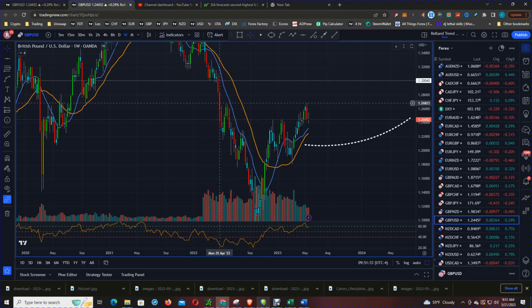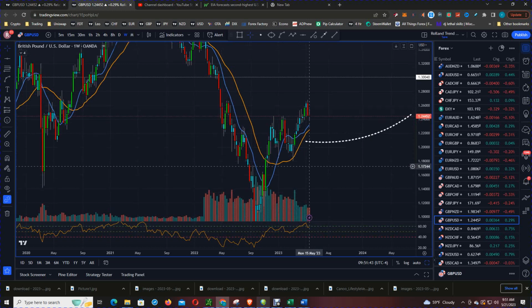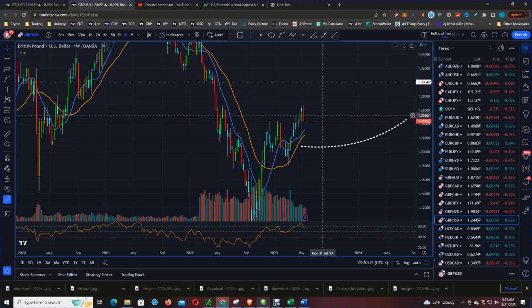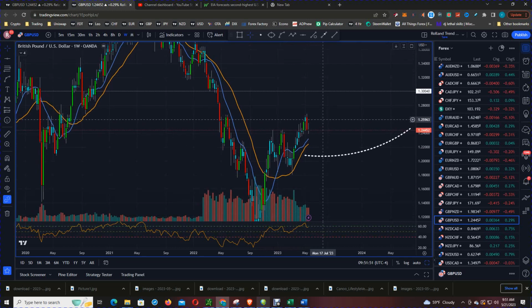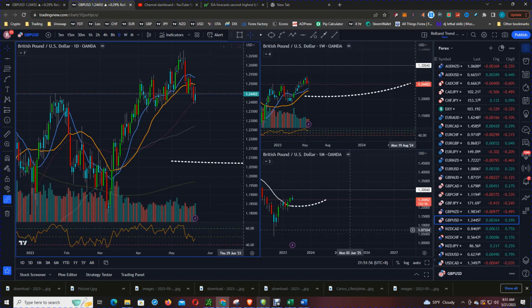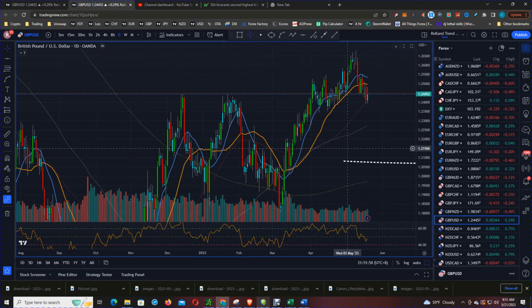Again, there are no sellers in sight above the 1.2688. All right, so we're looking to go long as our moving averages are pointing up, telling us the direction of the trend. Let's go to the daily chart.